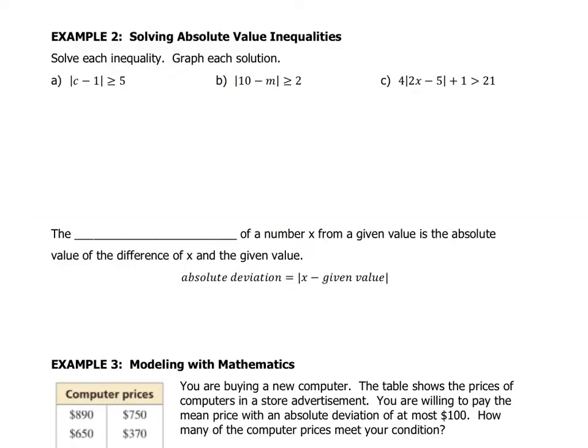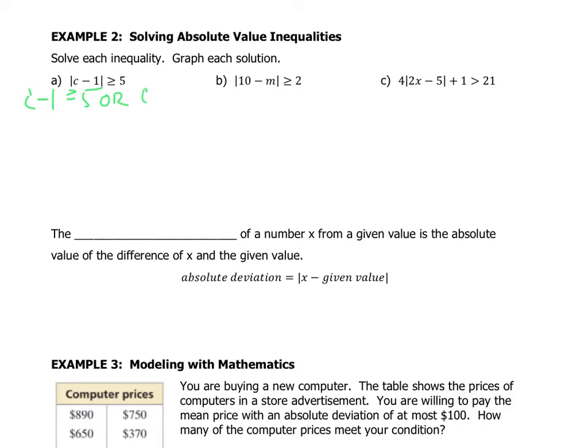So here we have a new one where we're solving the inequality and graphing the solution. So again, you want to ask yourself, can I do this one? And yes, these are greater than or equal to a positive number, so I can definitely do this one. So we're just going to say c minus 1 is greater than or equal to 5. This is an or statement because it is greater than or equal to.